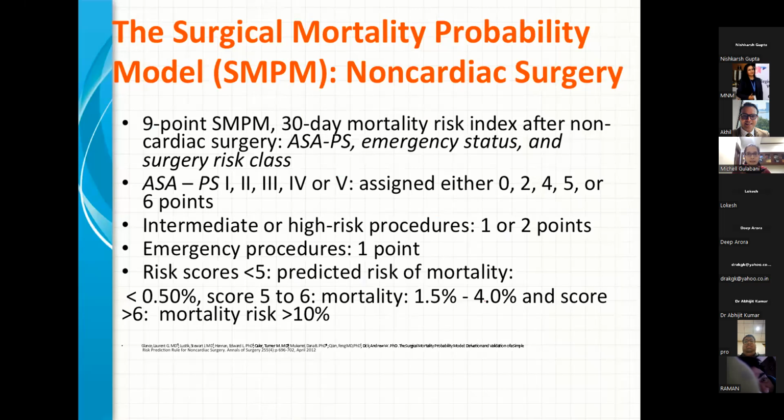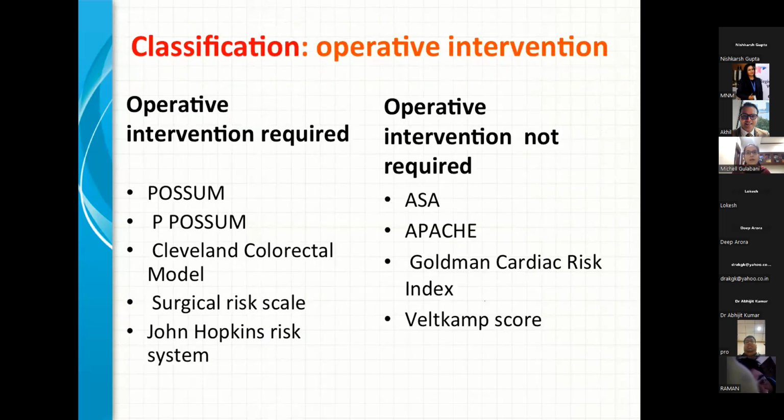It uses the ASA, emergency nature of the surgery, and the surgical risk. Again, scoring is given and the mortality is predicted according to the level of score. So in a nutshell, we can classify these scores on whether the operative intervention is involved or not. The scores like POSSUM, P-POSSUM, Johns Hopkins, surgical risk scale involve the operative intervention. However, ASA, APACHE, Goldman cardiac risk index do not involve the operative procedure at all.